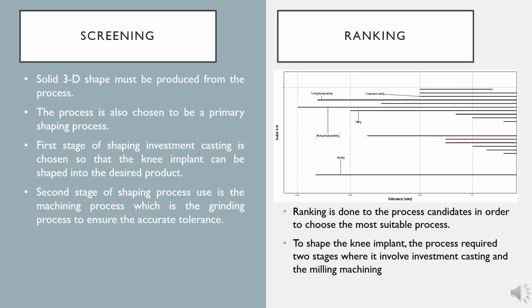In screening, requirement is solid 3D shape must be produced from the process. The process is also chosen to be a primary shaping process. First stage of shaping is investment casting, and then second stage is a machining process. Then ranking is done. Two processes are selected, that is investment casting and machining process.